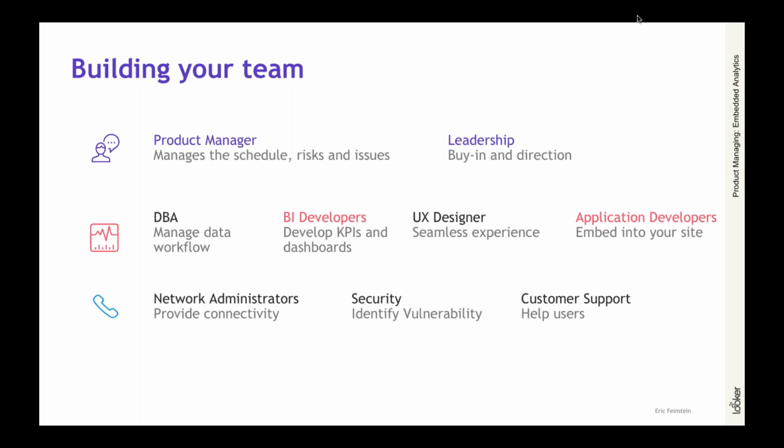But essentially, I picked a couple here that are highlighted in colors: the BI or application developers and the product manager and leadership. This is the core team that I would consider for building a prototype. So getting something that works offline, that doesn't necessarily work in the product, but would work to show a customer.